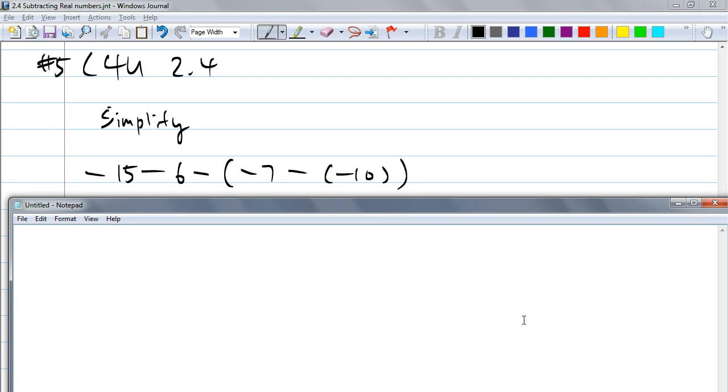It says to simplify negative 15 minus 6 minus negative 7 minus negative 10. Notice this one is actually a little bit easier. It does not have any variables. But can you show me how to do this one using the definition of subtraction with all that step that we talked about? So I want you to first change everything to addition, okay? Then simplify. Can you do that?